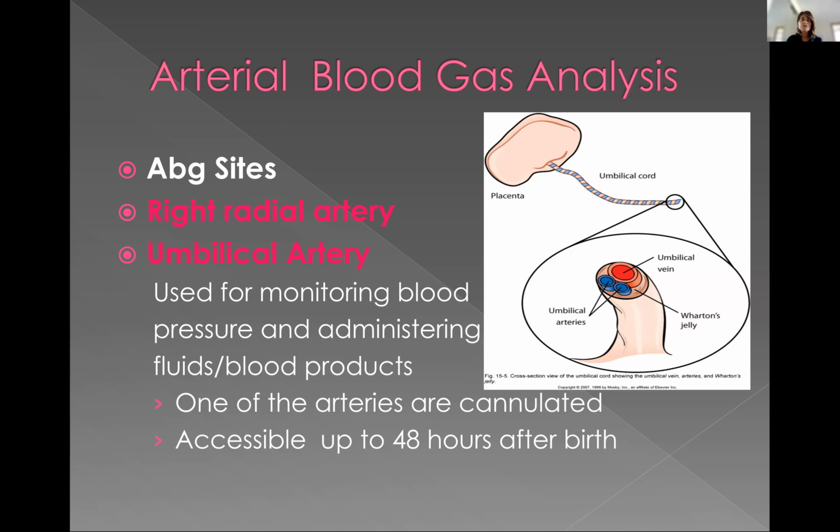What about the right radial artery? Is that pre-ductal or post-ductal? Pre-ductal. Very good. So drawing from the right radial artery is blood that's coming directly from the left ventricle, doesn't have any shunted blood mixed with it. So it'll be a true reading of blood that came from the lungs and made it to the left ventricle. So that's pre-ductal.